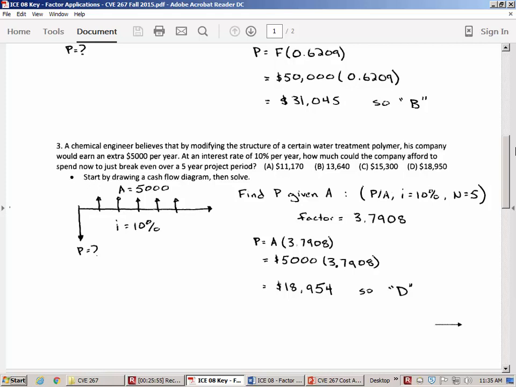So if you had a concept question on a quiz, like what is discounting, you'd say discounting is moving money from the future to the present. What is compounding? Compounding is moving money from the present into the future, or it is the effect of interest being paid on interest.